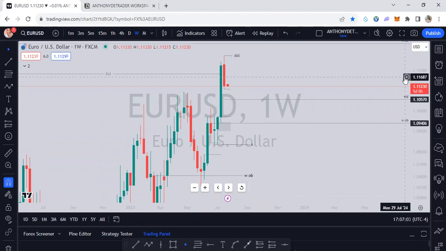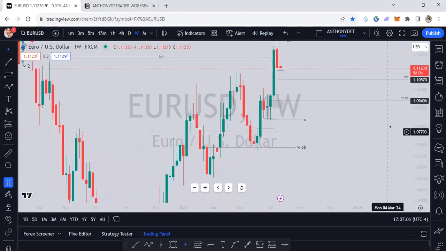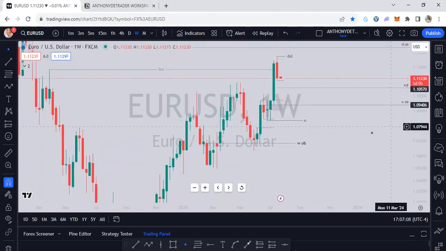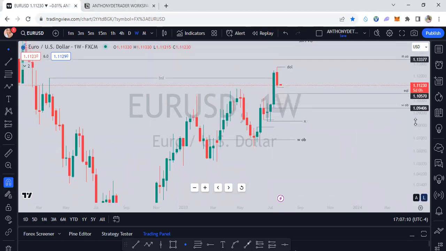But before that, it's essential to know where price is coming from before we could know where price might be heading to. So from here, we could see that price is coming from this weekly order block to this upside. Price traded into this weekly order block, went up, created an FVG here, which price traded into, before taking out this liquidity here and taking out the buy side liquidity above.